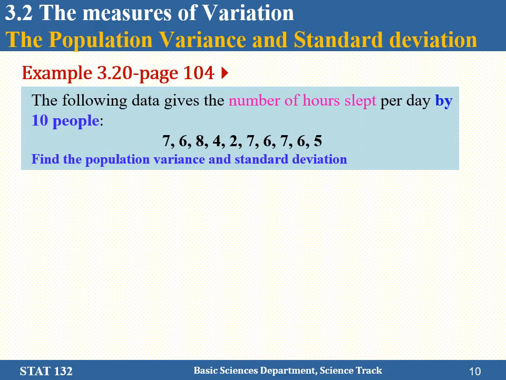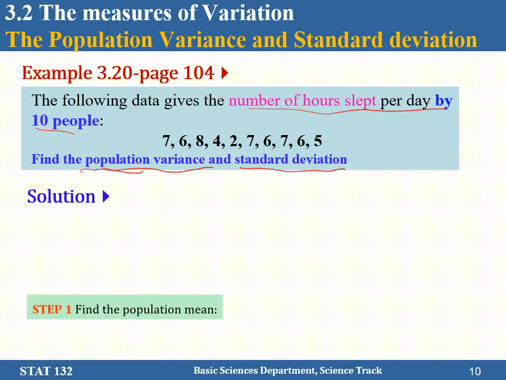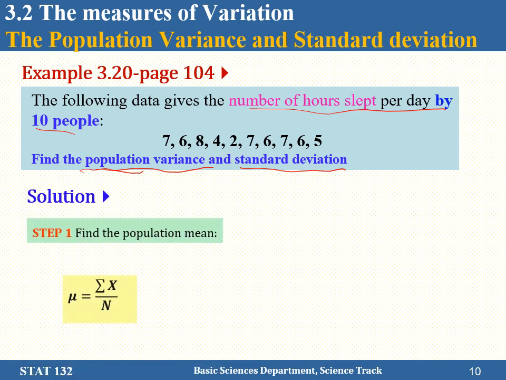Okay, now let's do an example. The following data gives the number of hours slept per day by 10 people, and assume this is your population. Find the population variance and the standard deviation. The first thing you have to do is find the mean. Find the population mean.